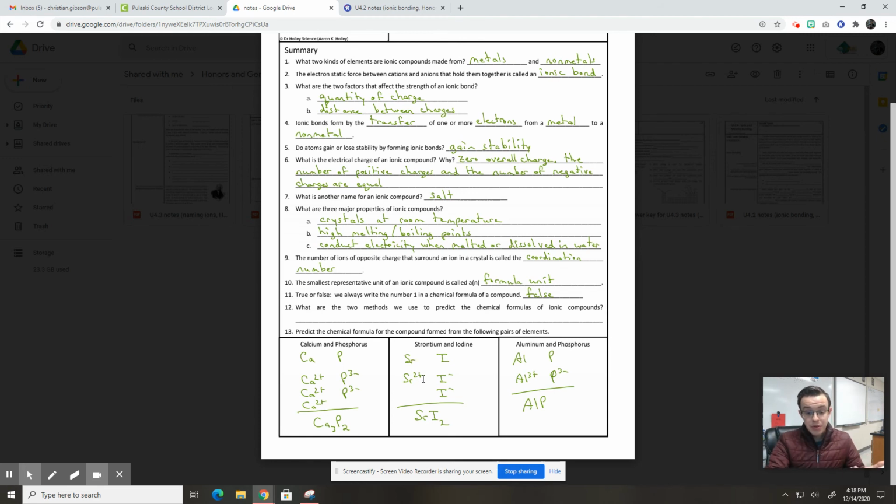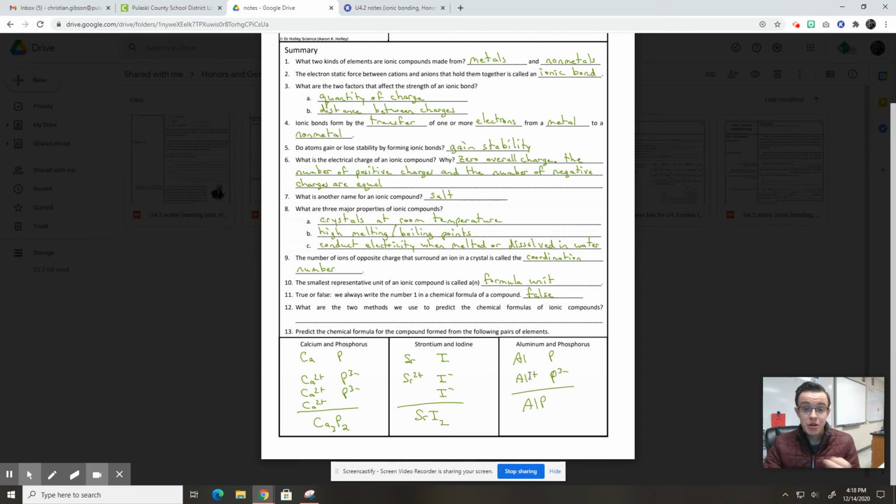Here, let's do it with strontium and iodine. So strontium has a +2 charge. Iodine has a -1 charge. Notice we don't write the 1. We can just put the minus. So if strontium has a +2 charge, we need an overall -2 charge to cancel that out. If iodine only has a -1 charge, we need 2 of them to give us a -2 charge. So it's SrI2.